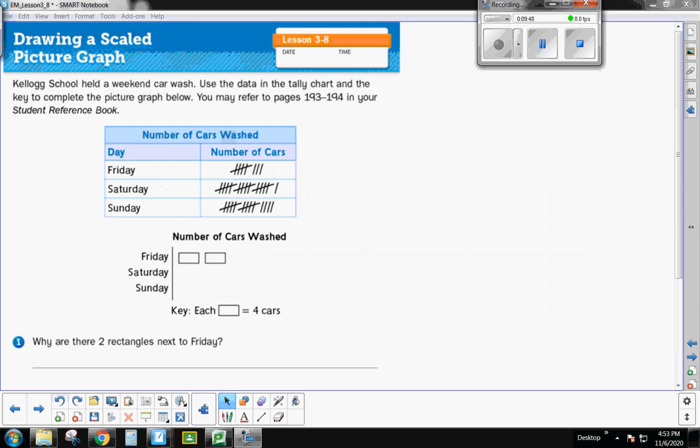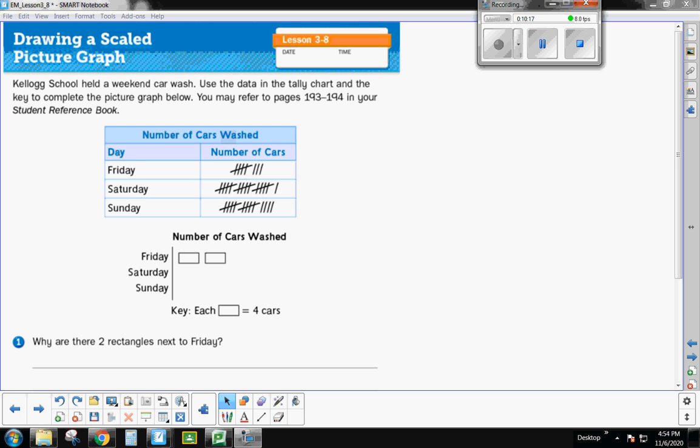All right, now let's go ahead and go on to page 82. And we're going to look at another pictograph. Now it says that Kellogg School held a weekend car wash, and it wants you to use the data in the tally chart and the key to complete the pictograph below. You may refer to page 193 and 194 in your student reference book. Now, you don't have that at home, so don't worry about that. You're not really going to need it.